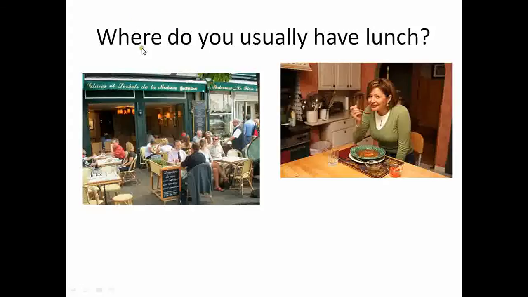Where? This is a locational question word. Okay, again, question. Where do you usually have lunch? Well, I usually have lunch at home. Good home-cooked meal.